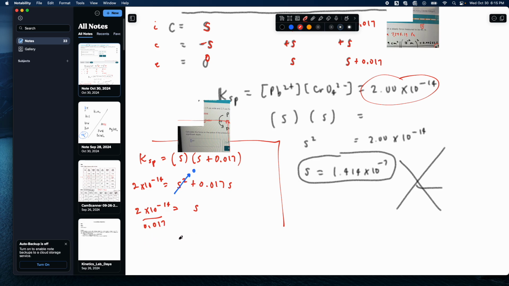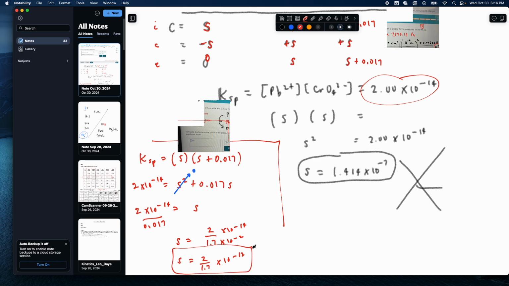Okay, so I'm going to do this without a calculator. 2 over 1.7 is 1, 2. That's going to be 0.17 times 10 to the negative 2. It's going to be 2 over 1.7 times 10 to the minus 12. Okay, and that's what S is going to be. That's how much we're going to get in there. And there's my answer for the other one.